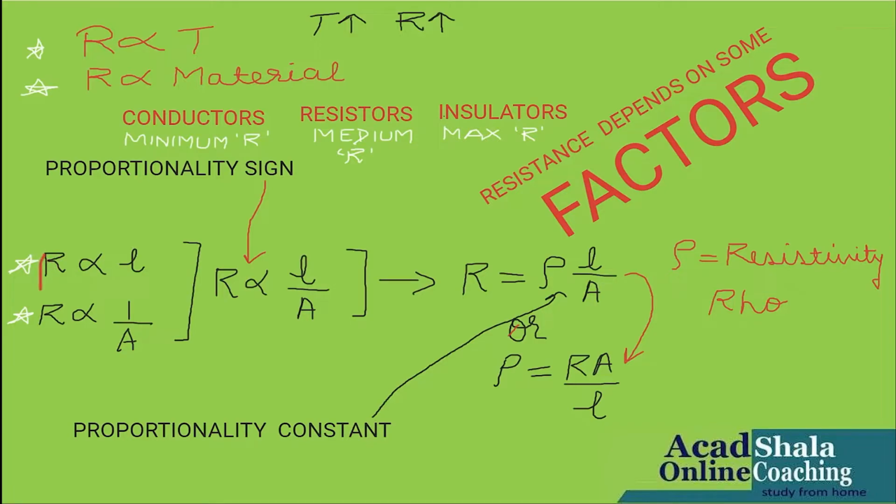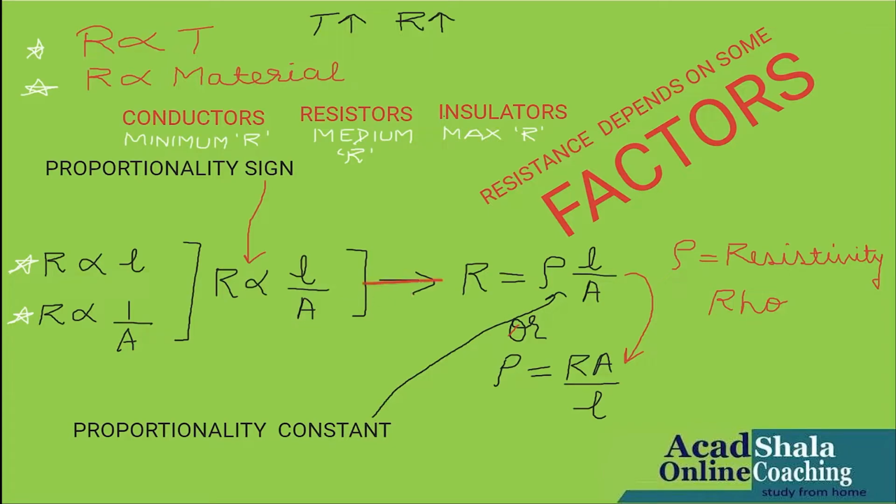Now we know resistance is directly proportional to L. L is what? Length. And resistance is also inversely proportional to the area of the conductor. Okay, fine. Now if we combine these two expressions, we get this expression. That is R is proportional to L over A. To remove this proportionality sign, we will introduce a new factor which is known as rho, or we call it as resistivity. So this is the proportionality constant rho which will be introduced to remove the proportionality sign.